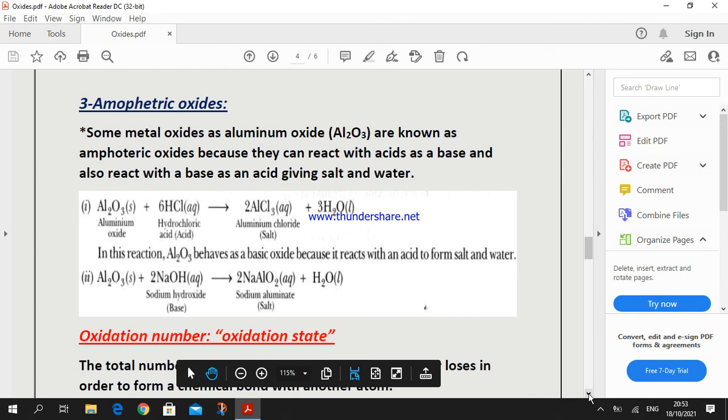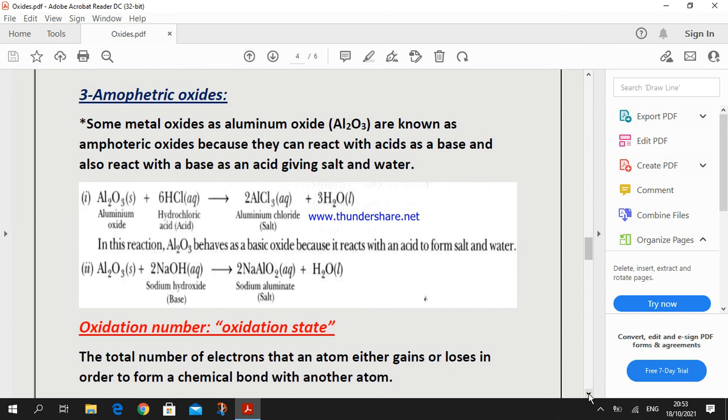So aluminium oxide is a common example of an amphoteric oxide, a type of oxide that can react with acid as a base and also react with base as an acid, giving us, in two equations, salt and water.